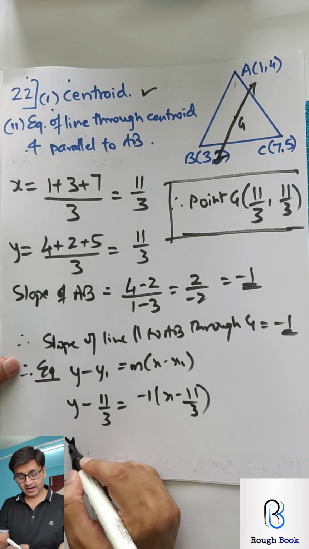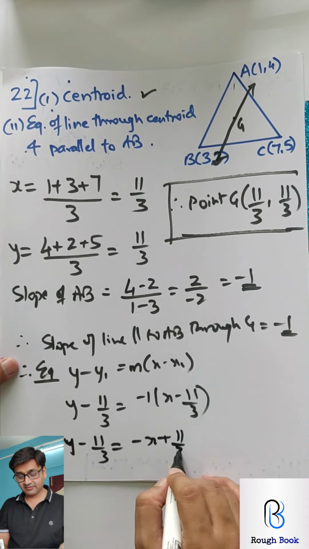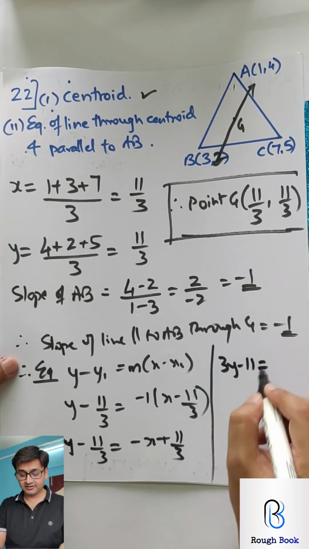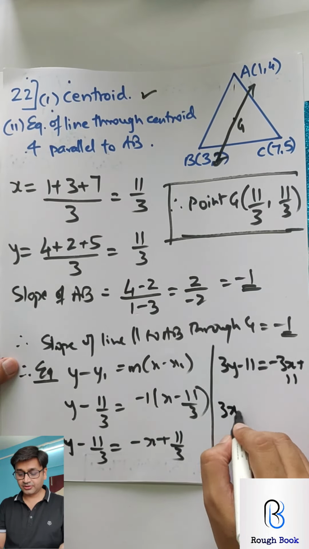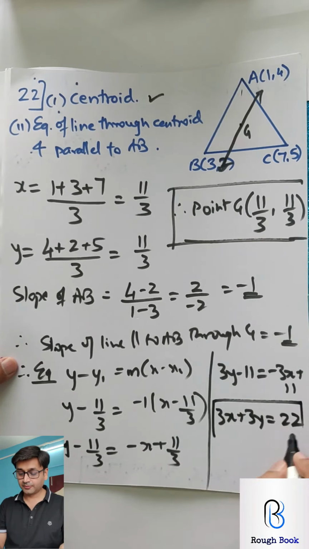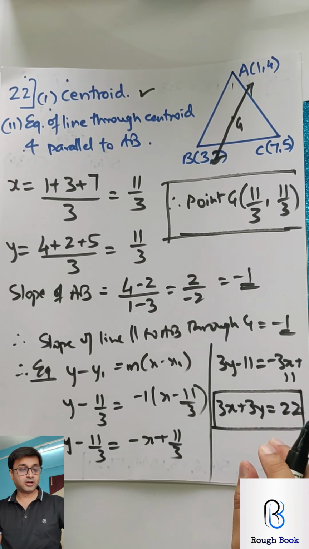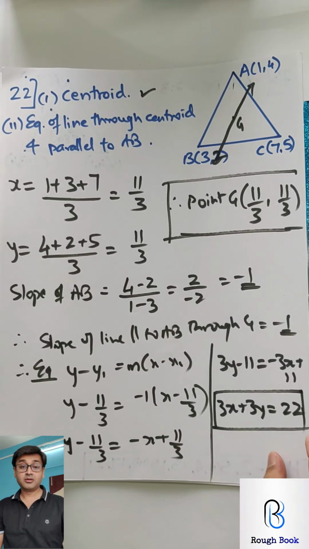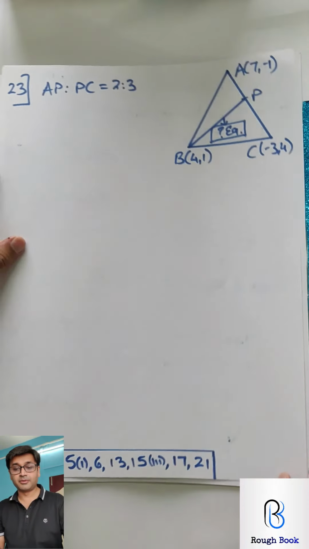You'll have to take the LCM. So first let's open the bracket. y minus 11 by 3 equals minus x plus 11 by 3. Now the LCM: 3y minus 11 equals minus 3x plus 11. So 3x comes here, 3y is there only, minus 11 goes over and becomes 22. So that should be the equation of the line through G parallel to AB. It is correct. Brilliant. We are making no mistakes today. Great job. That means the exercise is simple.